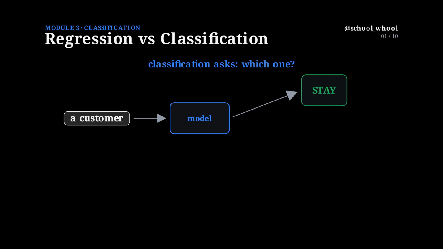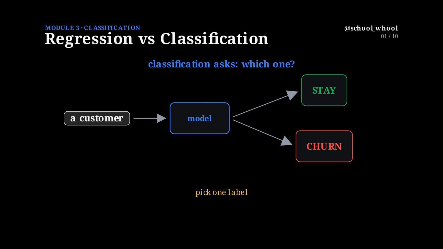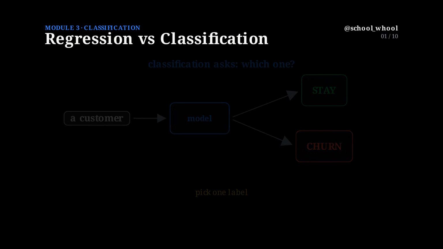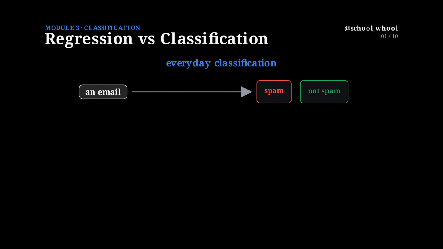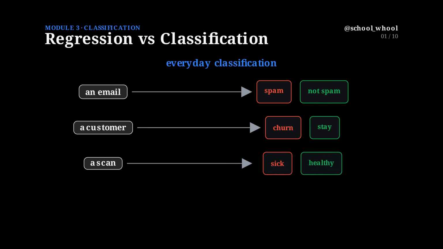Classification flips that around. The question is no longer how much. It's which one. Which category does this example belong to? Is this email spam, or not? Will this customer leave, or stay? Is this scan healthy, or not? Every answer is a label, chosen from a small fixed set of classes.